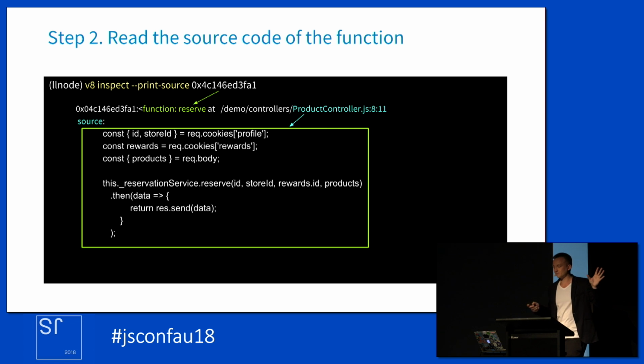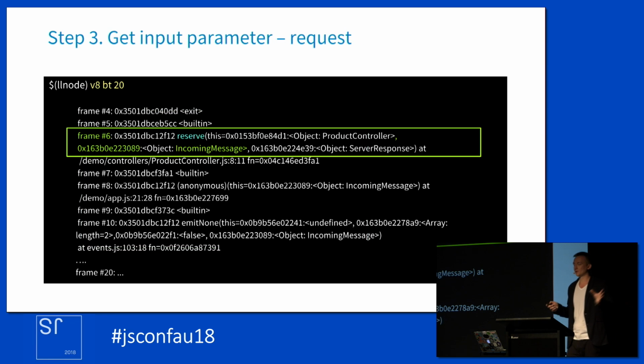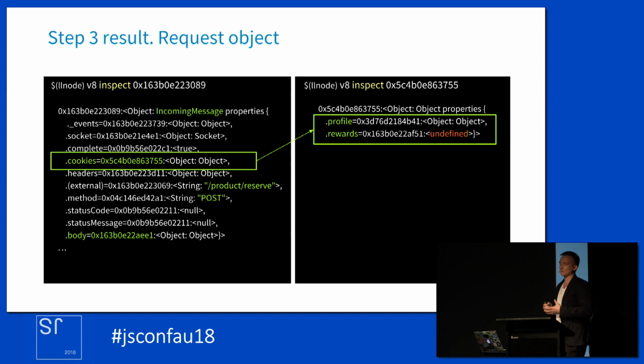of the memory. After reading the source code, let's return back to the StackTrace and get the address of our request and extract it from the memory. And here it is. So this is our request. We did it with the command v8 inspect and used the address of the request. And after that, we can repeat this command to get the cookies to figure out which profile doesn't have rewards and why our application crashes.